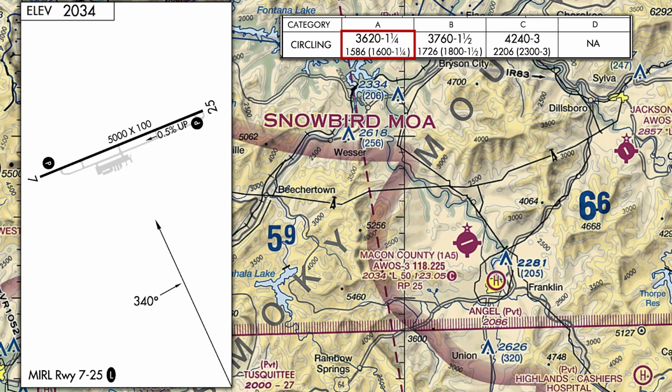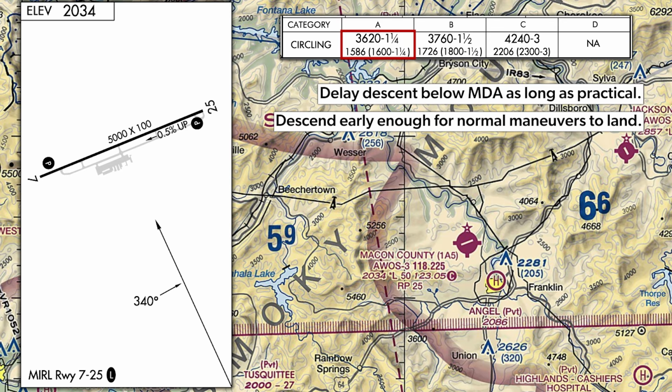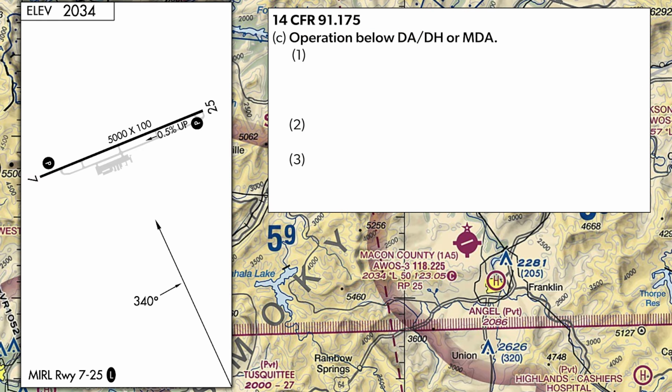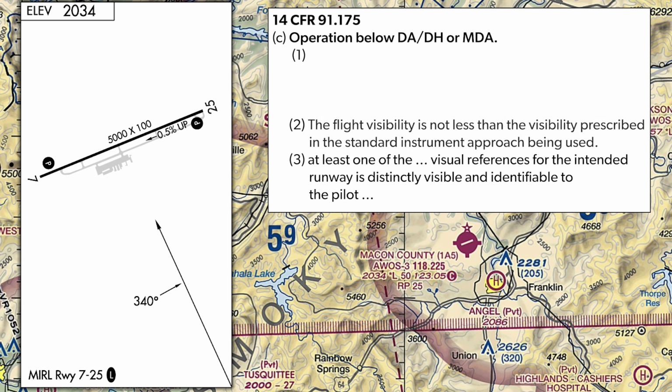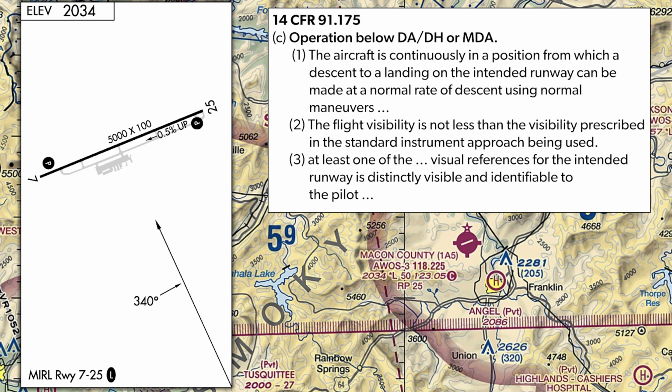Given the terrain out there, we want to delay descending below MDA as long as practical, but we also need to descend early enough to get down to a reasonable position for landing using normal maneuvers. So where should we start that descent? The regs include 3 elements for when you can descend below MDA. One is the runway environment in sight. Number 2 is the required flight visibility. But the third thing that's relevant here is that we need to be in a position from which a continuous descent can be made using normal maneuvers.